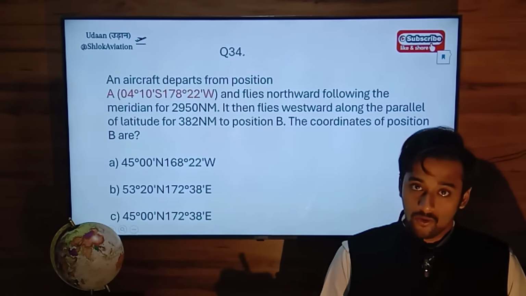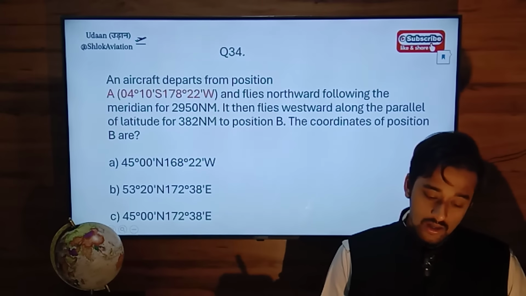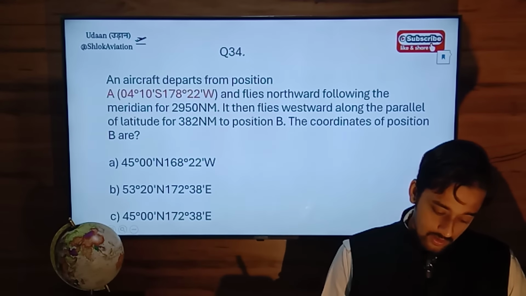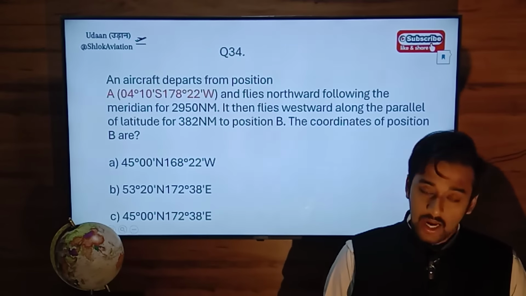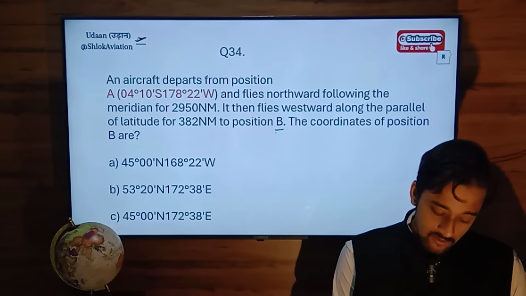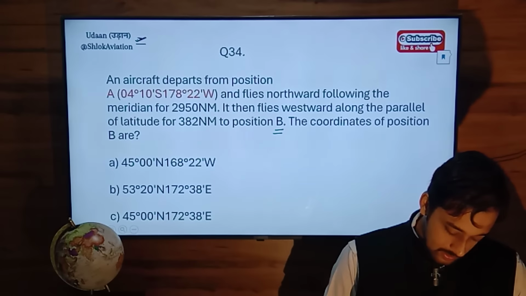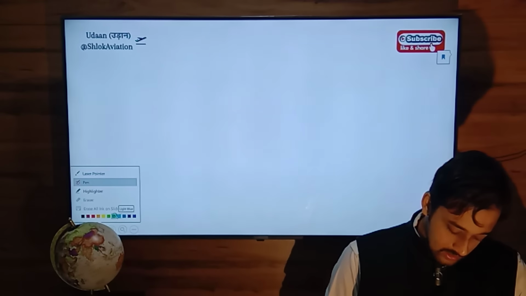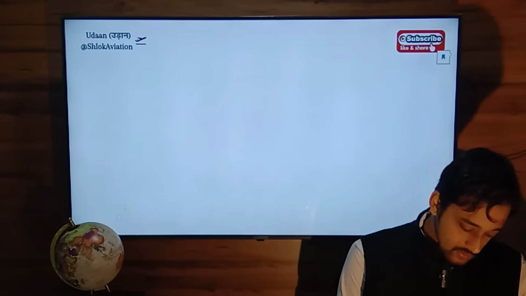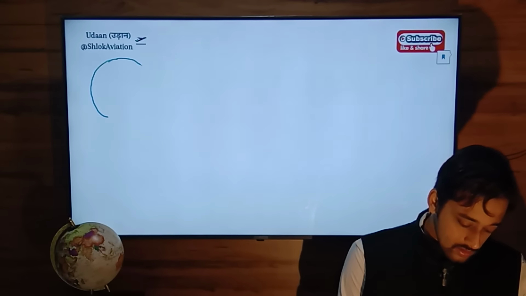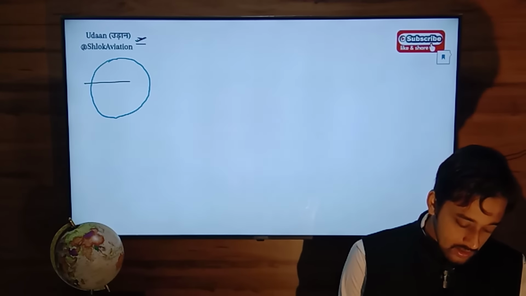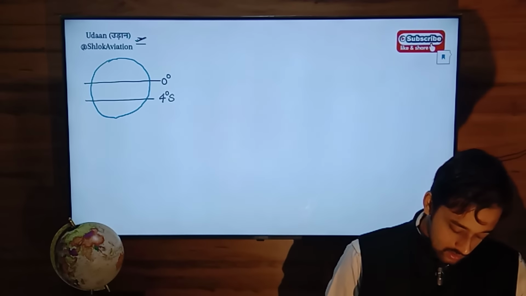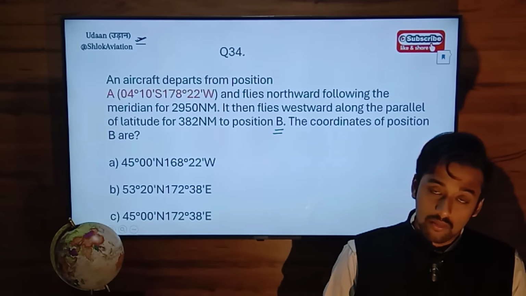Next question, question 34. An aircraft departs from point A, goes northward for 2950 nautical miles, then goes west for 382 nautical miles, and we have to find the coordinates of B. So let's draw point A. Now A is in the southern hemisphere. So this is the equator. Okay, A is at 4 degrees 10 minutes south.